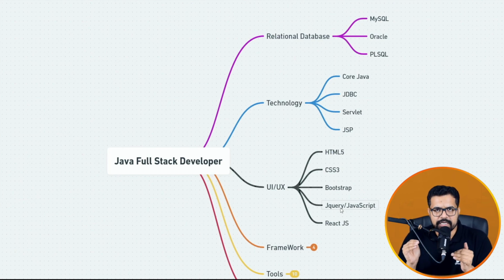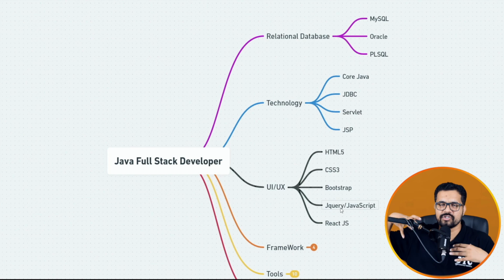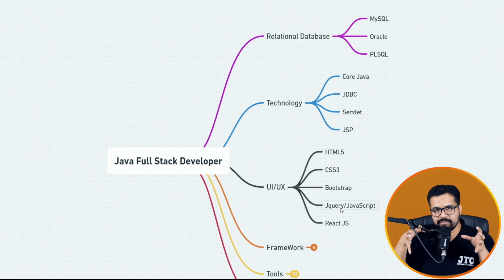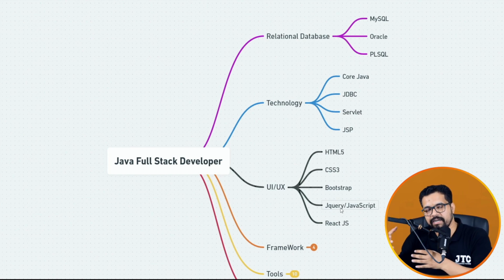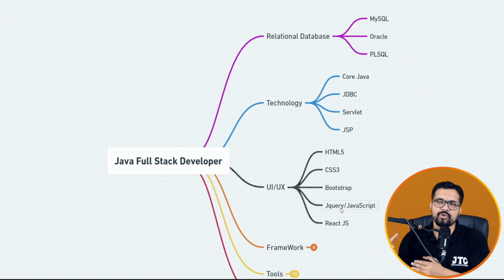But yes, as I told you, it is a doable learning path, which means it should not be a dream learning path. It should be such that if you just follow the things, by the end of the day, in a given period of time, you should be able to become a Java full stack developer.